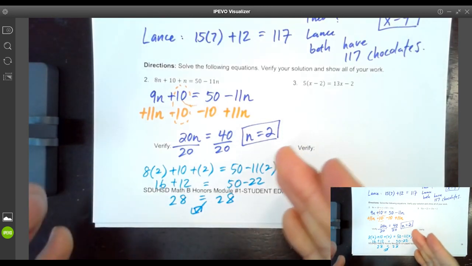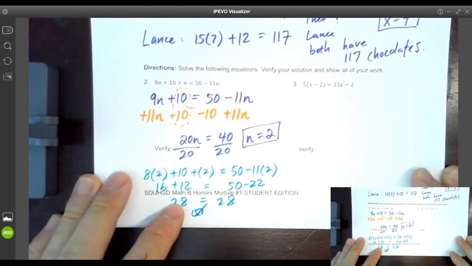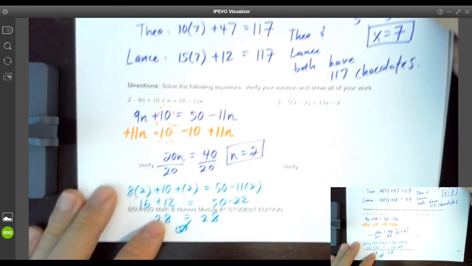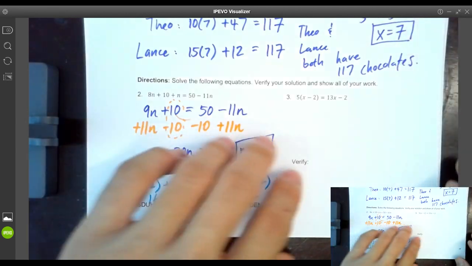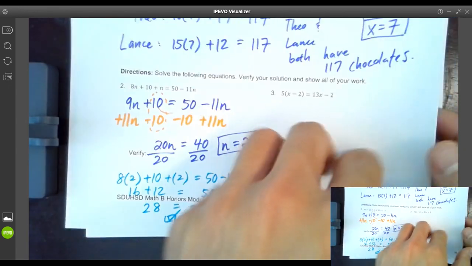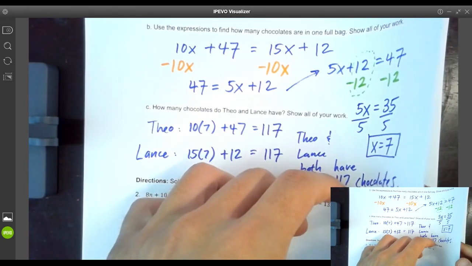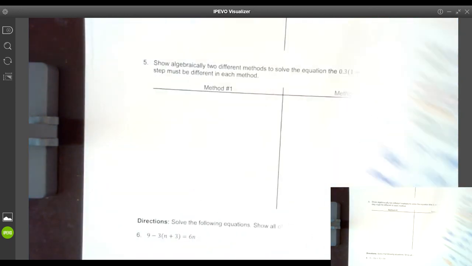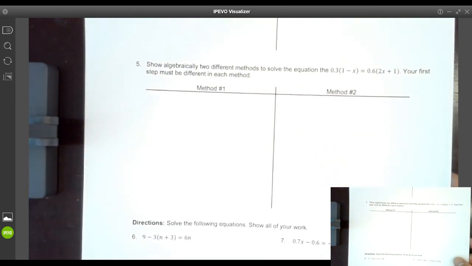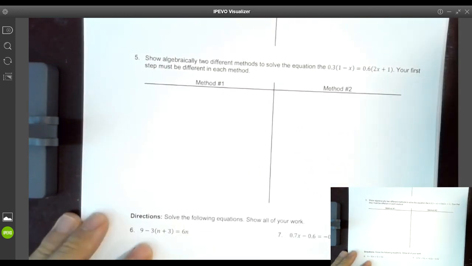Okay. Look at this work. Look at how nice and neat it is. This is the kind of work you want to show on your homework. This is the kind of work that you want to do to fully understand all of the steps. Okay, I'm going to keep moving. Let's go to number 4.